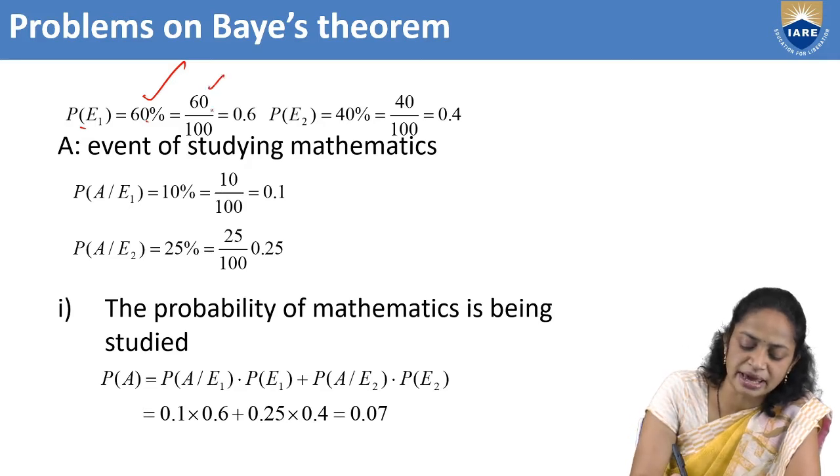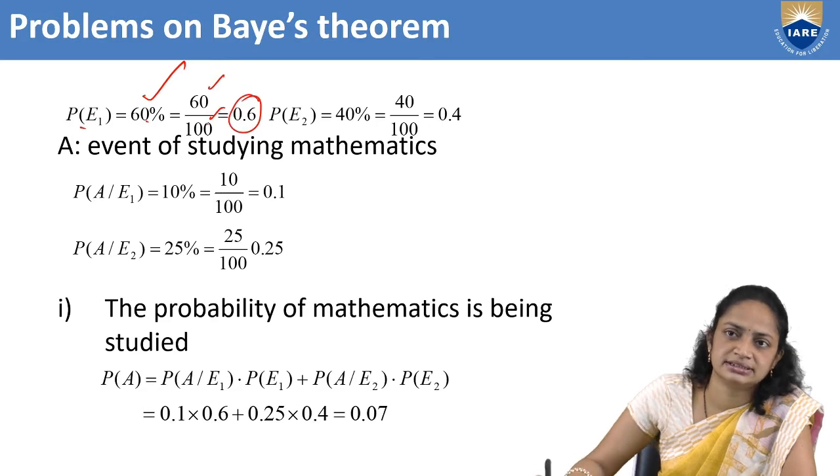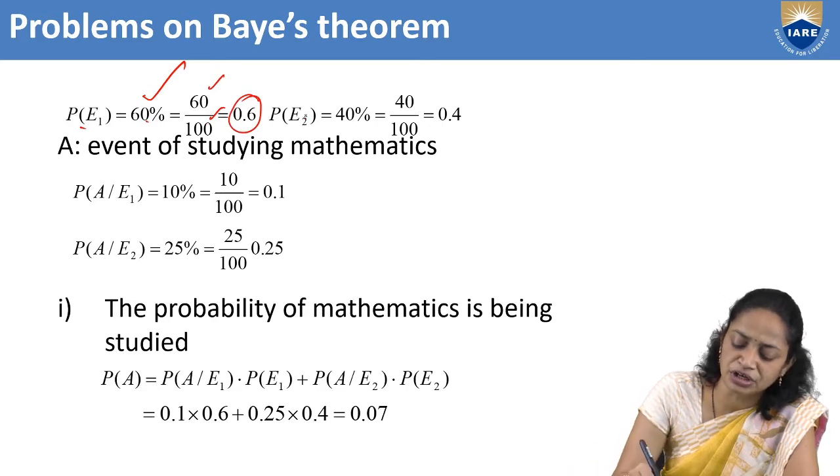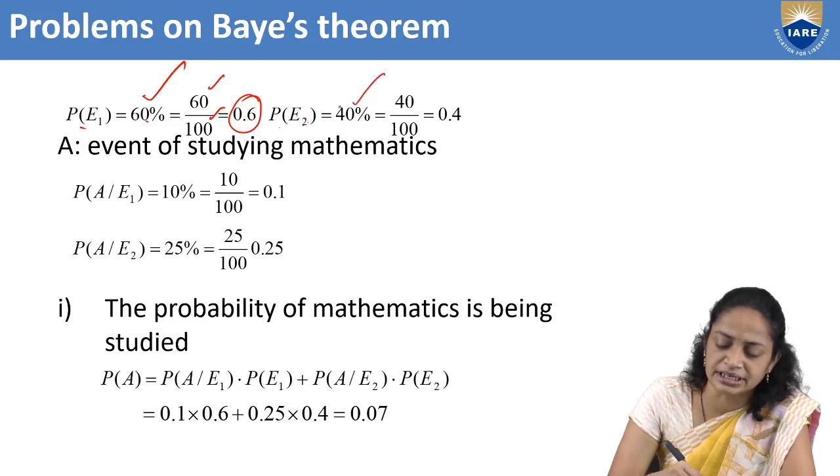60% means 60 by 100, so that is 0.6. Like that, probability of E2, which means probability of boys, is 40%. That means 40 by 100, which is equal to 0.4.